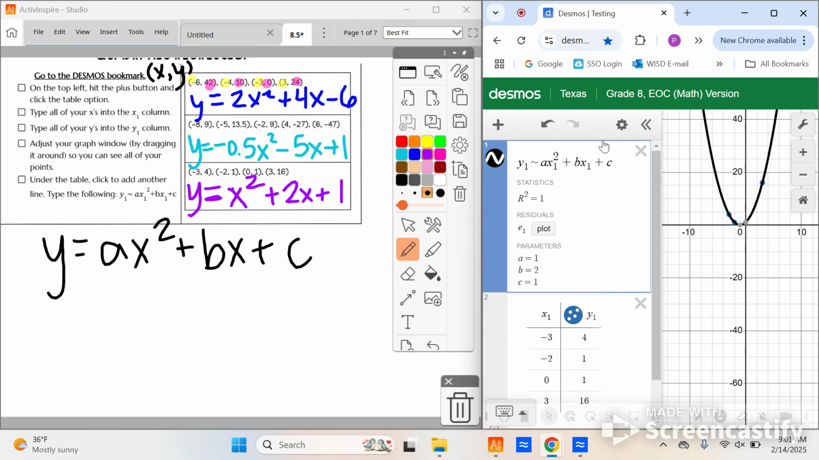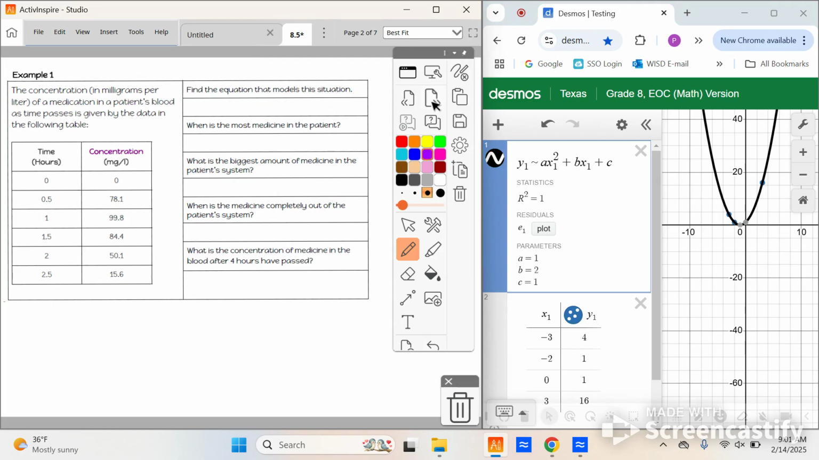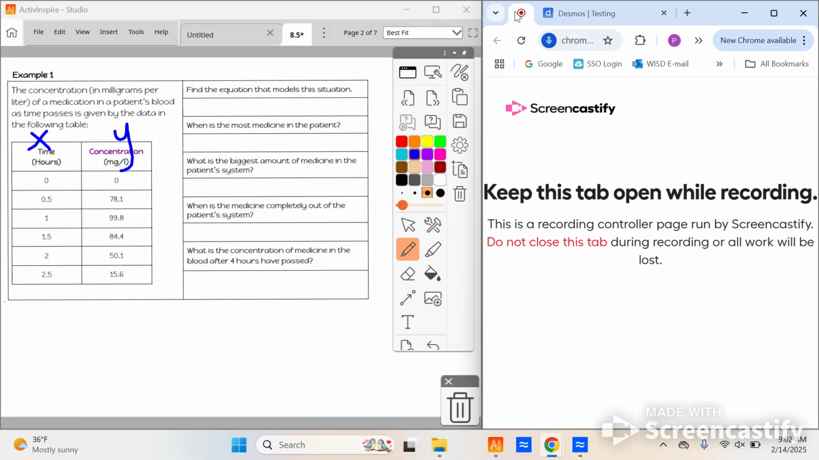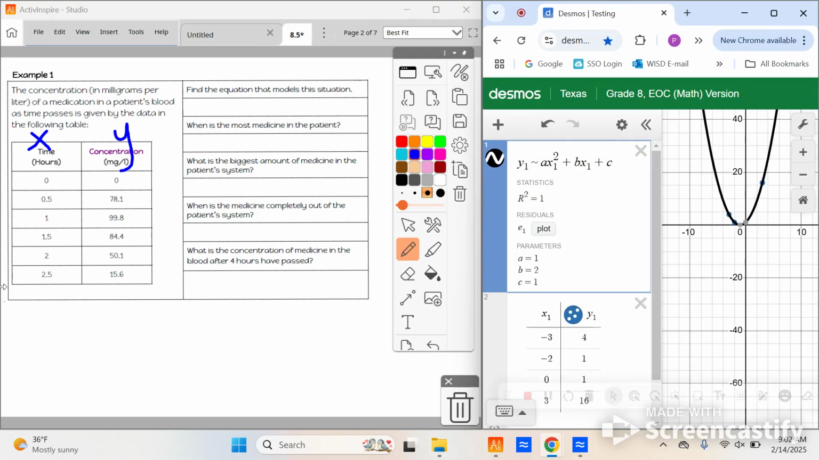All right, so the next problem says the concentration in milligrams per liter, that's what the mg/L stands for, of a medication in a patient's blood as time passes is given by the data in the following table. Time, or my hours, is going to be my x value, and the concentration is going to be my y value. All right, so we know that our time is our x value because remember the x is an independent variable and the y depends on the x. So time passes regardless, therefore it is an independent variable and is our x variable.